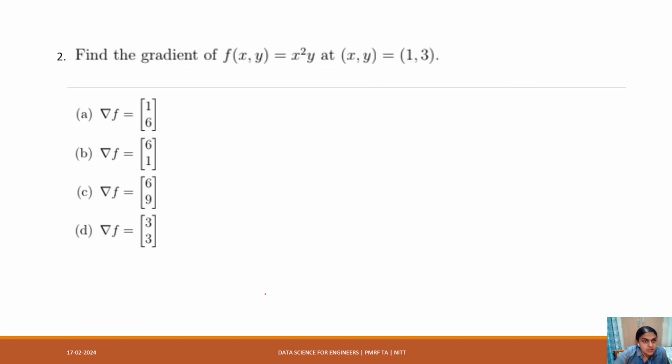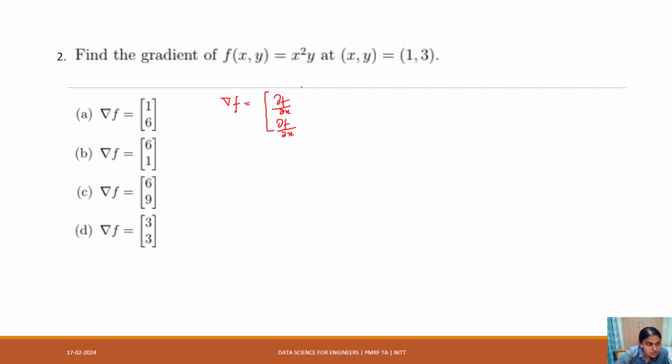Yeah, so find the gradient of f of x, y equal to x square y at x comma y equal to 1 comma 3. So this also is the same pattern. So first, this is like two variables have come, so like bivariate you can tell, it's multivariate optimization. First you have to find del of f, so anyway you have to find the gradient. So del of f equal to, it's like a matrix, right? Dou f by dou x, dou f by dou y.